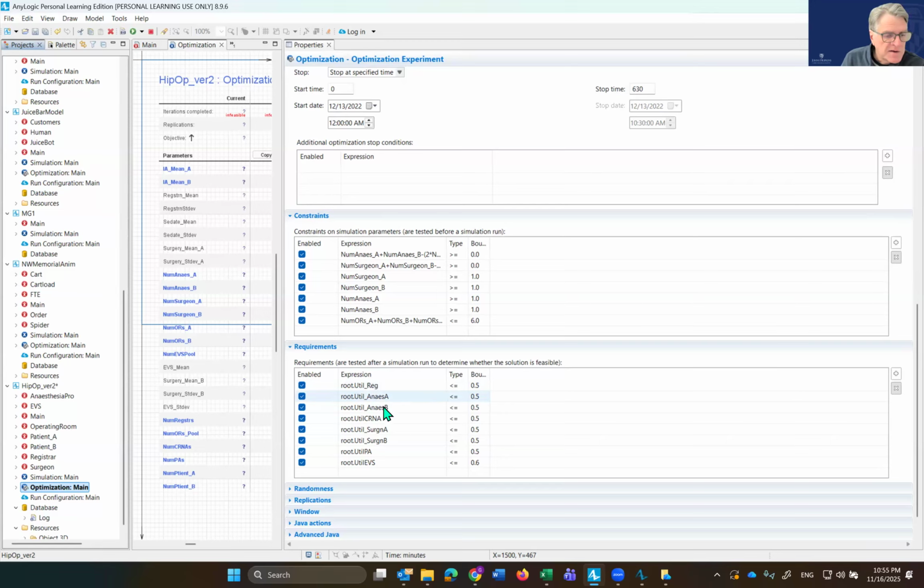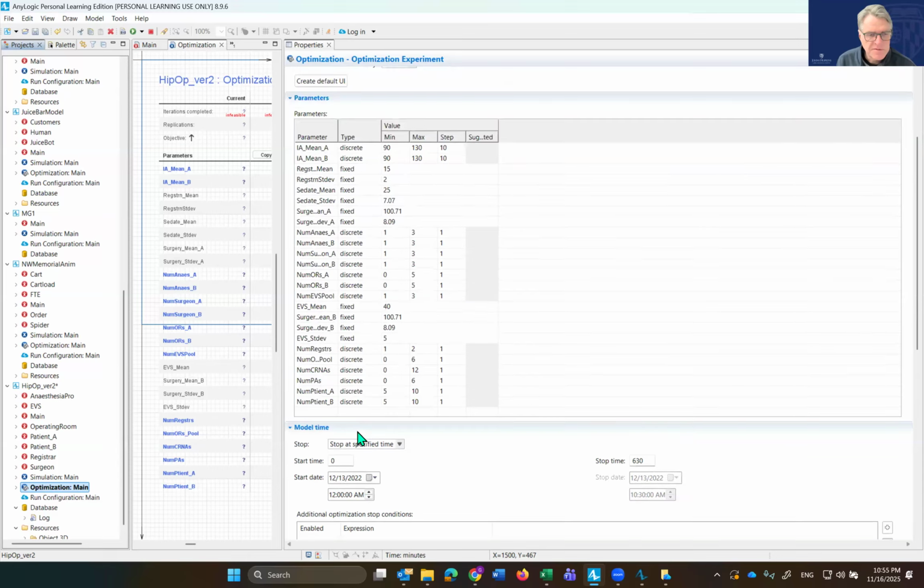So registrars, anesthesiologists in A, B, CRNAs, surgeons in A, B, the PAs and the EVSs, everybody's got that default 50% burnout red line. You'd have to come back and fix these. So definitely going to make changes there. I think these are pretty much fixed. I don't expect you to have to change anything here, but these 0.5s definitely are going to need some attention from you.